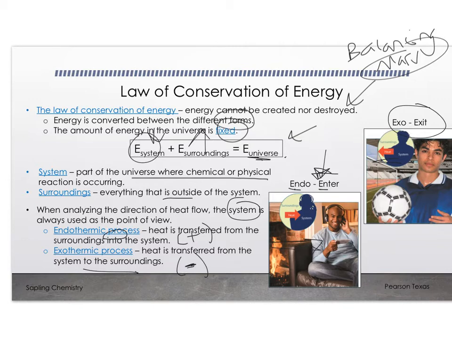So keep that in mind whenever we start doing calculations. Endothermic will always be positive because heat is entering. Exothermic, whenever the heat or energy is leaving, is going to be considered a negative process.